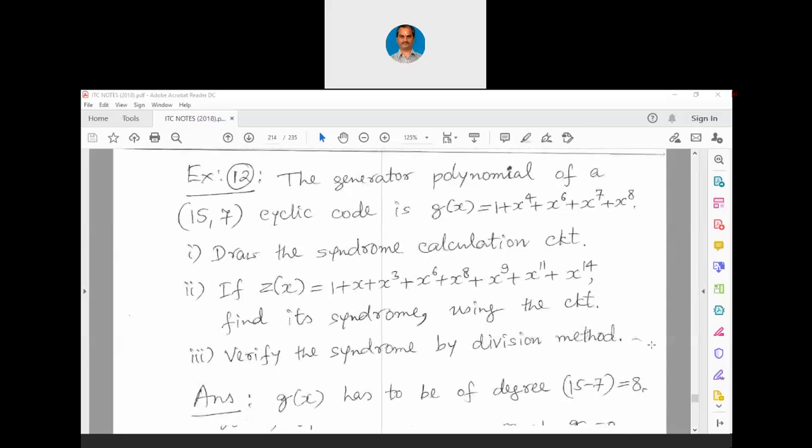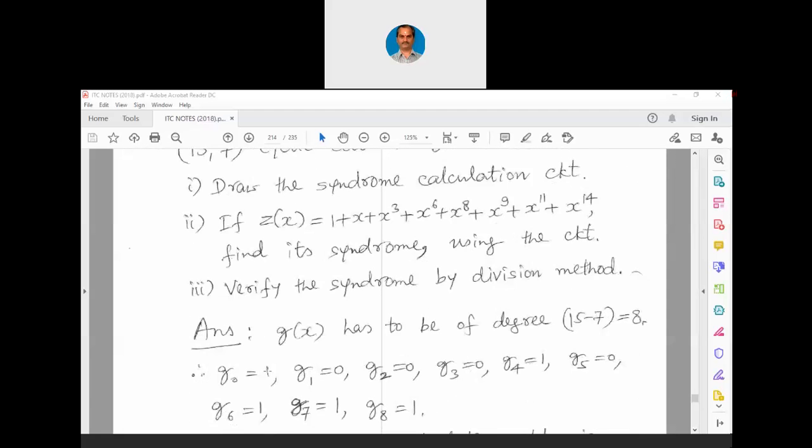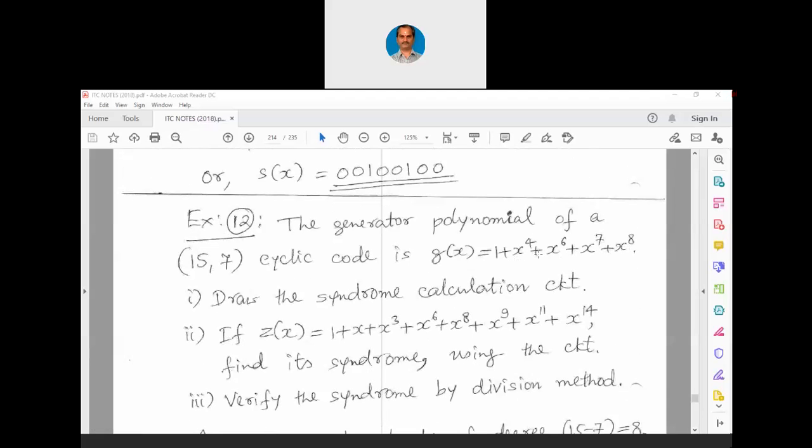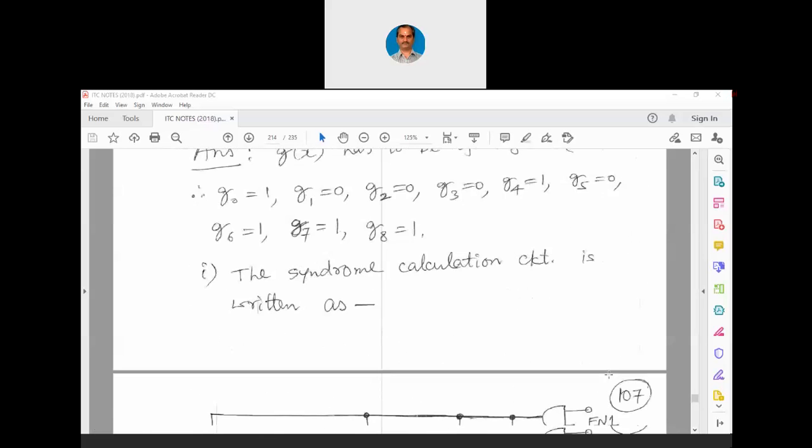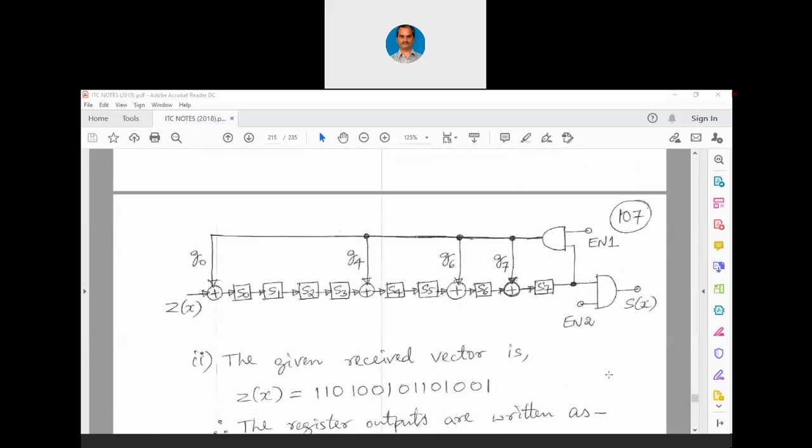Now g of x has to be of the degree 15 minus 7. It is 15,7, so g of x has to be of degree 15 minus 7, which is equal to 8. It is already there. So g0 is 1 and g1 is 0, g2, g3 are 0, g4 is 1, g5 is 0, g6 is 1, g7 is 1, g8 is 1, as given here. In the generator polynomial itself, it is indicated. Accordingly, we can have all these coefficients. Now, using these coefficients, let us write the syndrome calculation circuit. That is this now.